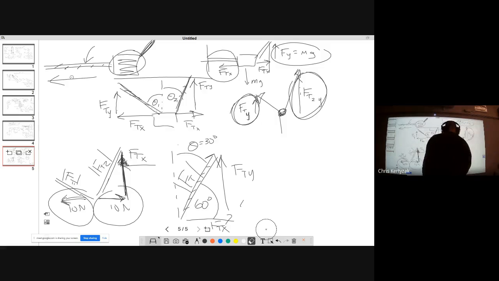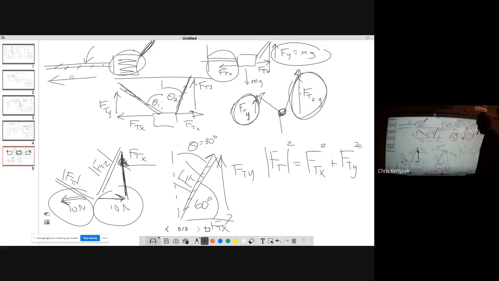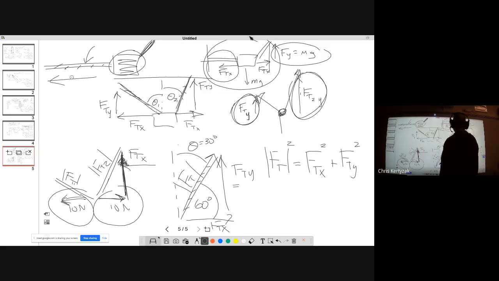I'm just pointing out, the magnitude of the tension squared equals FTX squared plus FTY squared. It's the Pythagorean theorem, right? Or if you knew FTY, maybe you found out, like in the problem I had above, that this one here, his FTY is absorbing all of his weight because the other rope is straight to the left. Maybe you found that out.